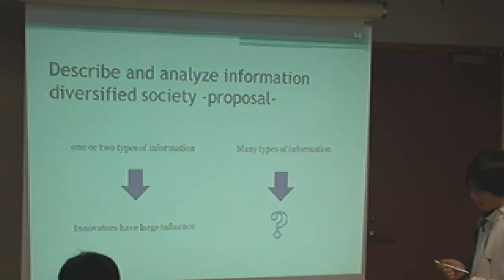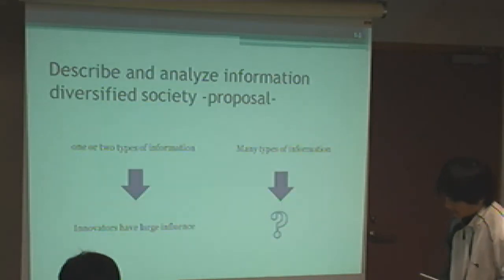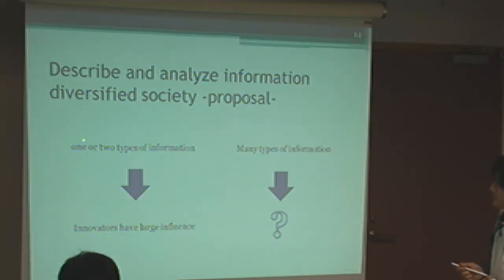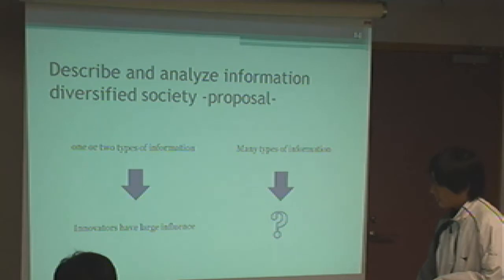In the Bass model and the path dependence model, there are one or two types of information, and innovators have large influence. But in this paper, they consider when many types of information appear. What happens to influence?